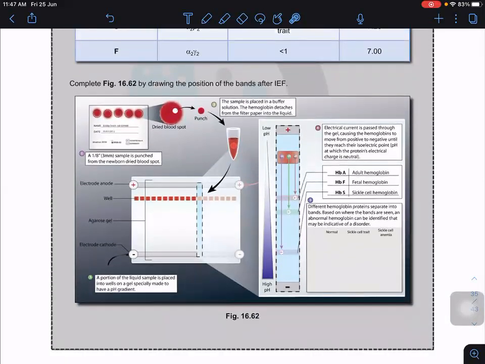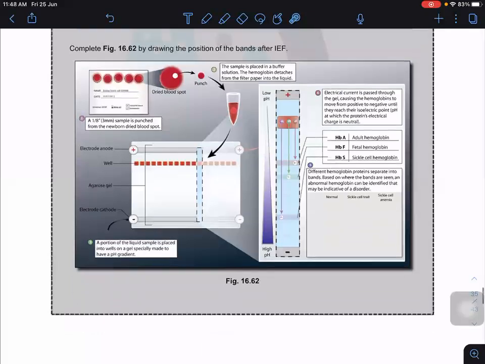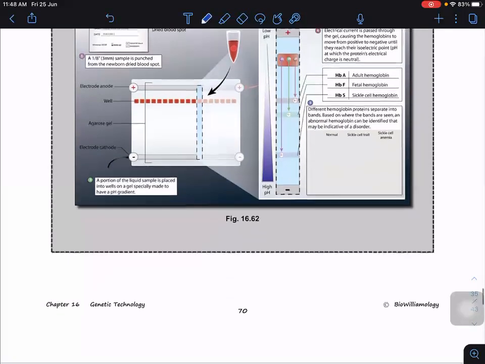So if we subject these three together, you can see that they start to migrate from the positive terminal, low pH, to the negative terminal, which is high pH. Are you clear? So predict what will happen if we carry out this gel electrophoresis based on isoelectric point. Under normal individual, we know that they will have HbA and HbF.